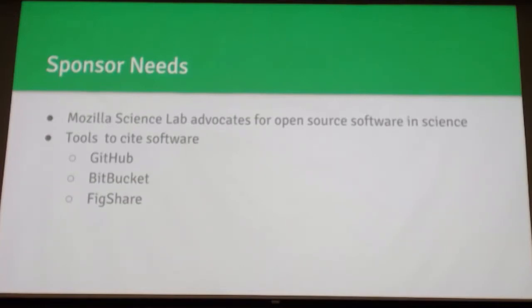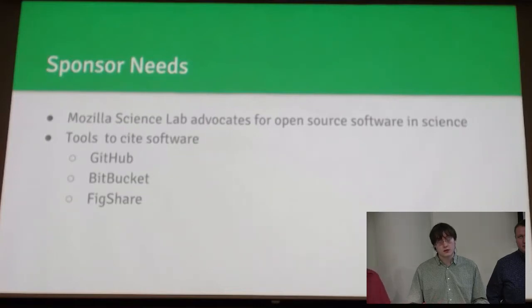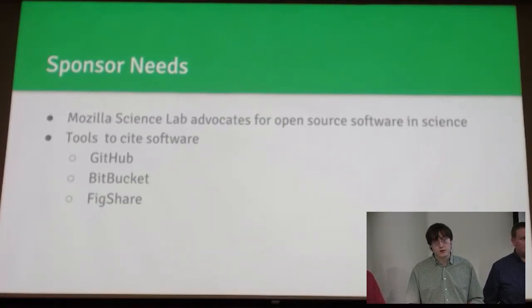Our sponsor's needs: Mozilla Science Lab is an advocate for open source software and science, so we're targeting specifically open source repositories. These are also the easiest for us to read metadata from. So we talked to a lot of different researchers through our connections with Mozilla Science Lab and also people that we reached out to on our own, and we discovered that the three primary sources that we are focusing on are GitHub, Bitbucket, and Figshare as being the most used in the research field.